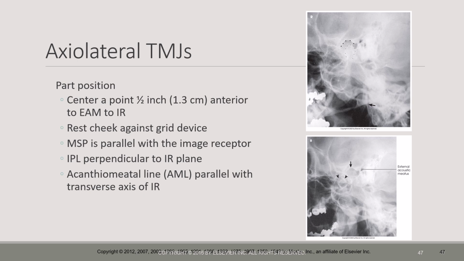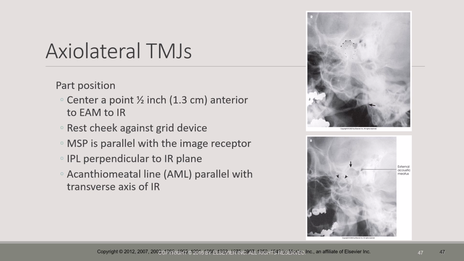Okay, so that's what those radiographs look like. And now you can see why we do CTs on these things. So, okay. Centered to a point ½ inch anterior to the EAM, or in other words, centered to the TMJ joint of the side closest to the image receptor.